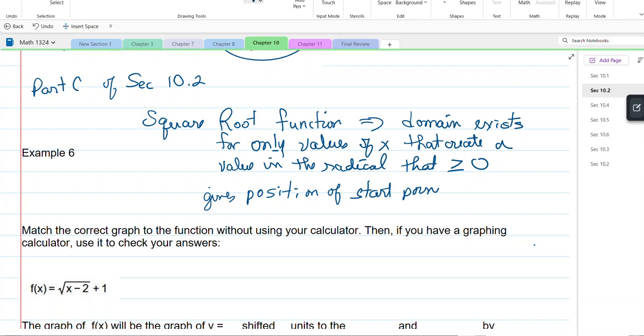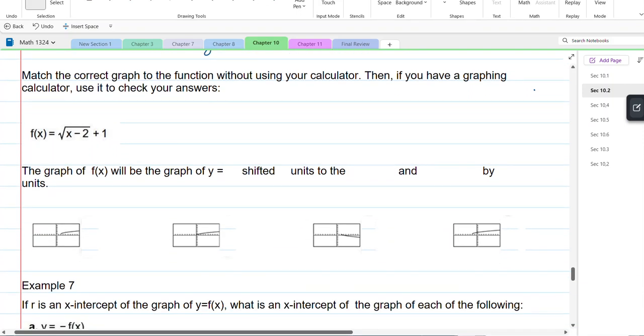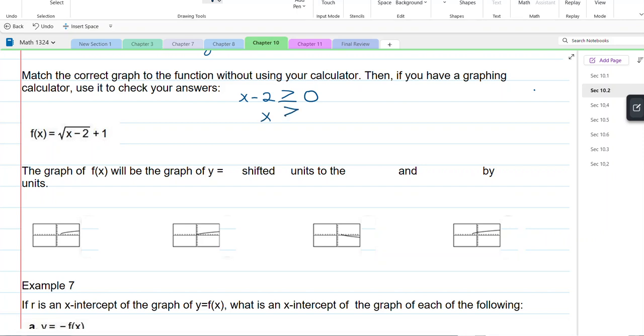Now we're going to expand our thinking with this next example. In this example, our first step is to figure out where does it start? What x value do we start with? So we're going to say x minus 2 has to be greater than or equal to 2. X has to be greater than or equal to 2. So in our t-chart, start at x is 2. And then we'll figure out where we're going after that point.